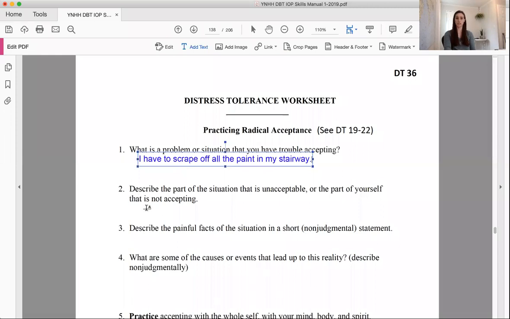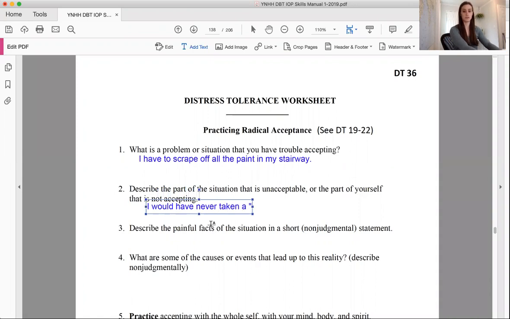So the part of ourself that's not accepting, the part of the situation that's not acceptable, is I would have never taken a shortcut of painting over the wallpaper.